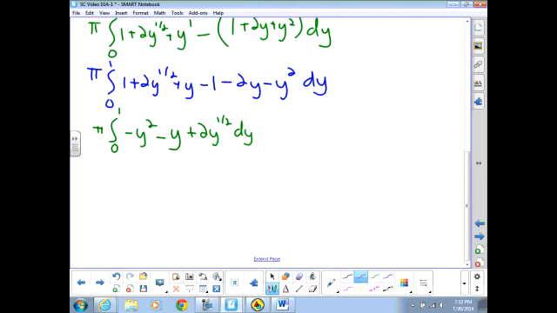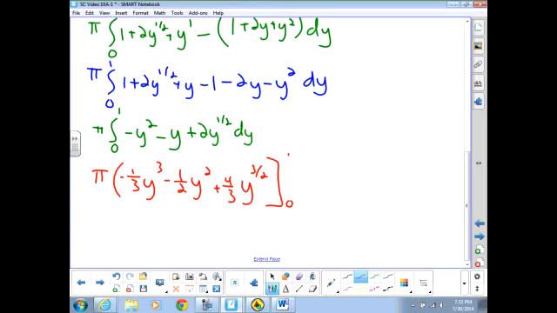We'll take our antiderivative, keeping the pi out front. We'll have negative 1/3 y to the third, negative 1/2 y to the second. This y will be to the 3/2. The reciprocal of that is 2/3. 2/3 times 2 is 4/3. And this needs to be evaluated from 0 to 1.